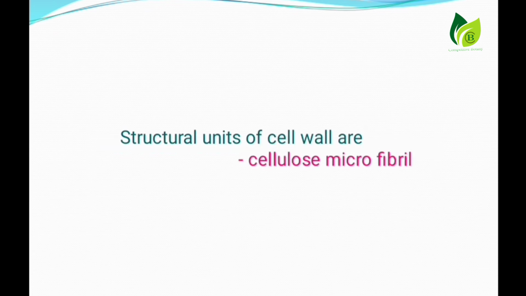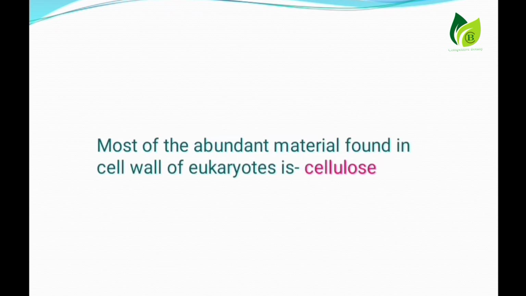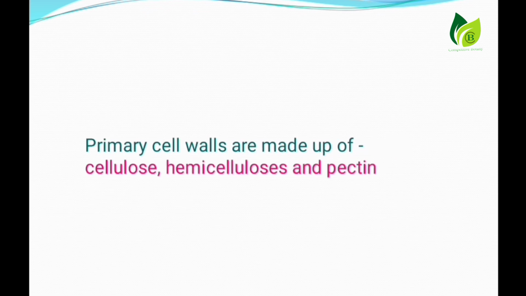Next, coming to the next question. Structural units of cell wall are cellulose microfibrils. Next question. Most of the abundant material found in cell wall of eukaryotes is cellulose. It is a polysaccharide. That means cellulose is a polysaccharide composed of D-glucose molecules. They are connected to each other by beta 1,4 glycosidic bonds.